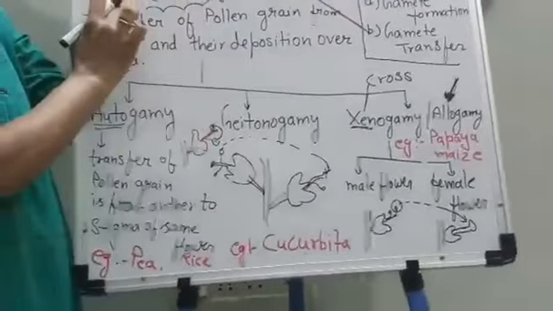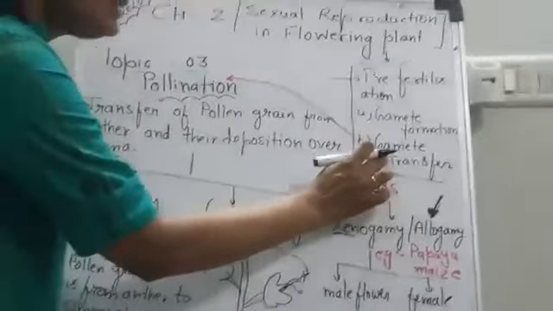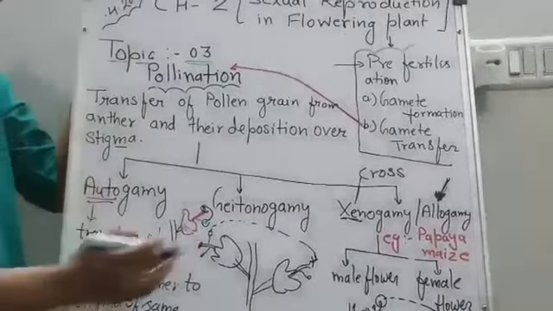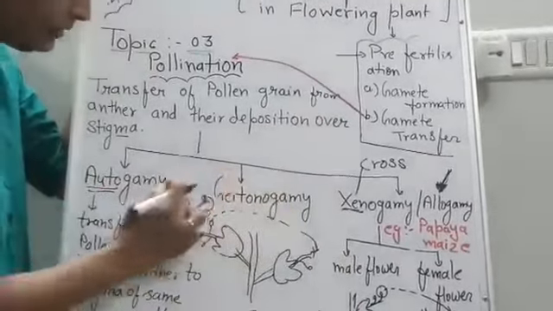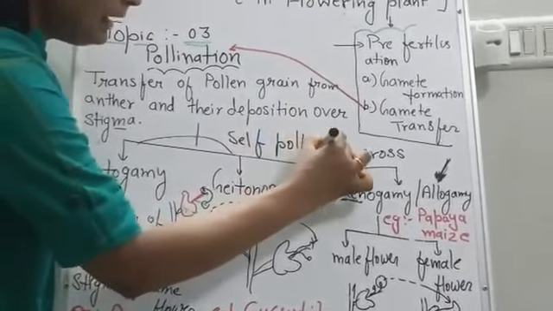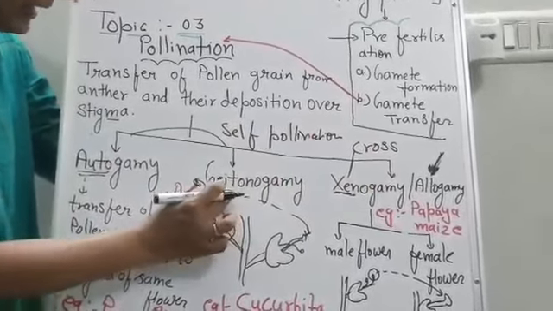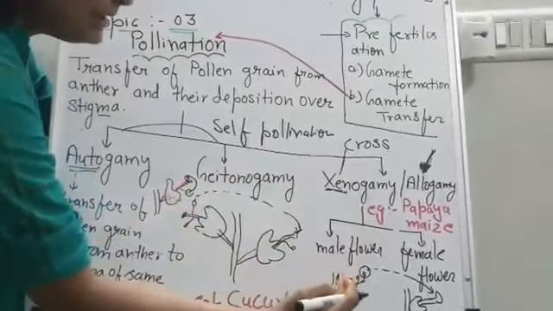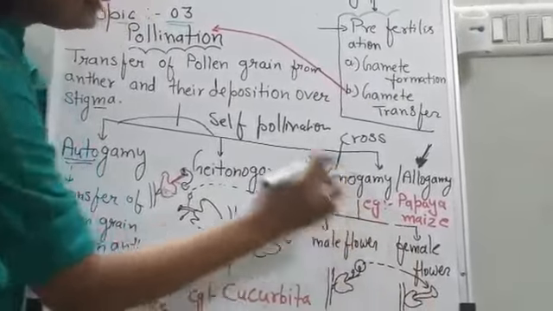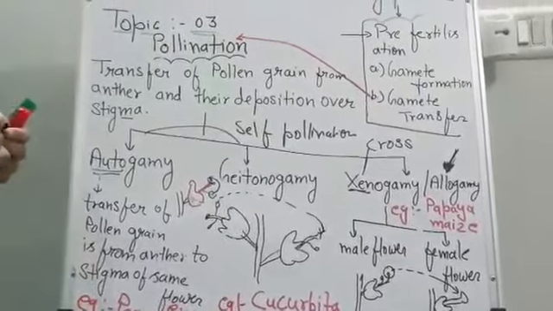So I think you understand the meaning of pollination, and that it occurs in the pre-fertilization phase. Autogamy and geitonogamy are self-pollination only, but there are more specific types. And in xenogamy, there are two different plants, and the pollen is transferred from one plant to another. Okay, we will see the rest in the next video.